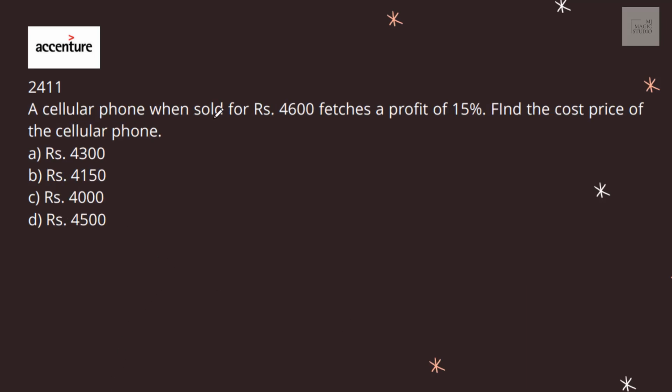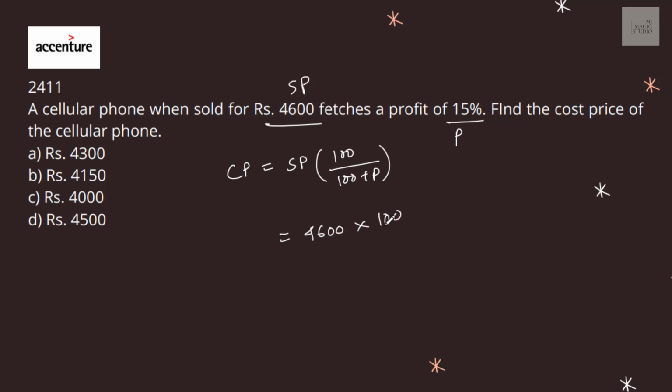A cellular phone, when sold for rupees 4600, this is the selling price, fetches a profit of 15%. Find the cost price. We know the formula to find cost price: cost price equals selling price into 100 upon 100 plus profit. That is 4600 into 100 by 115. Now 115 into 4 is 460, that is 40. So that gives 4000. So 4000 is the cost price of the phone, that is in option C.